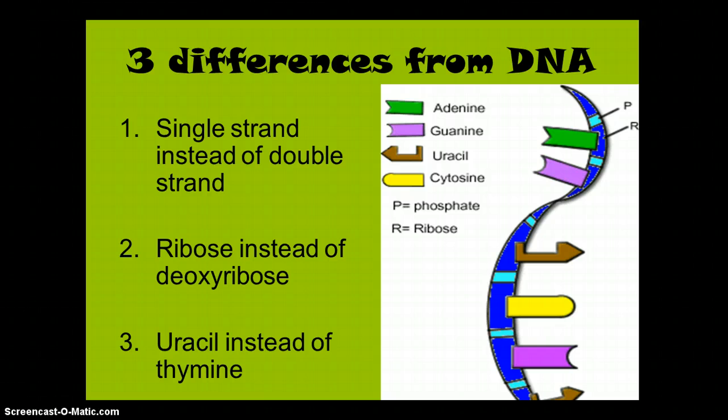So here we have three differences from DNA. We have one, it is single-stranded instead of double-stranded. So RNA actually is a single-stranded molecule, while DNA is a double-stranded molecule. An organism is a living thing. DNA is not a living thing. It has a ribose sugar instead of deoxyribose. And it contains uracil instead of thymine.